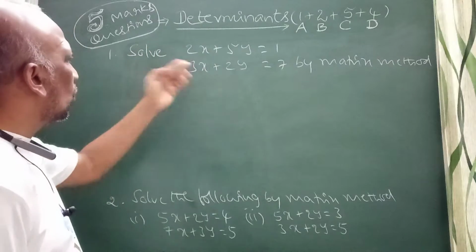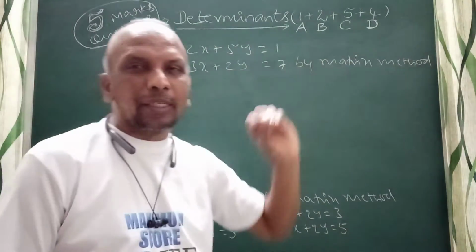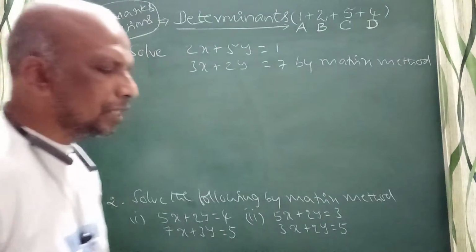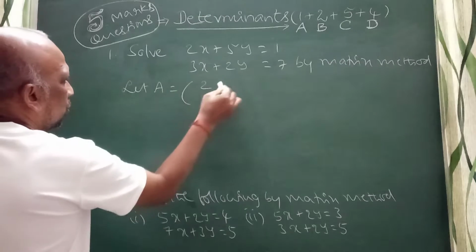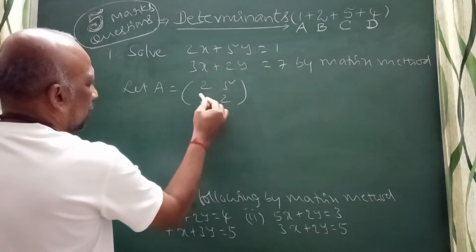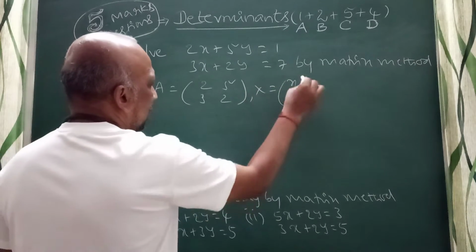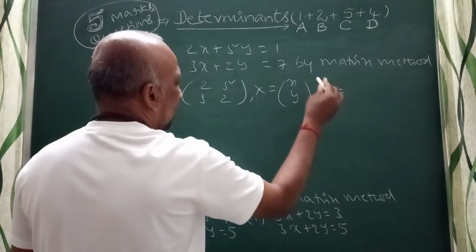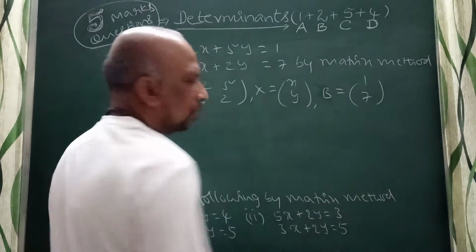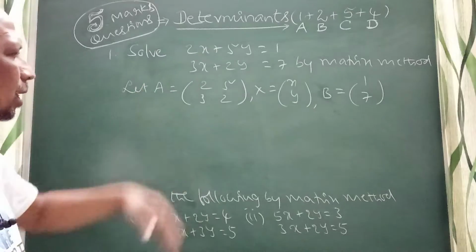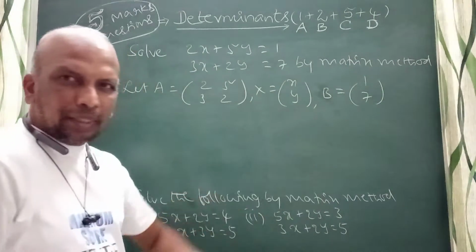See this problem, solve 2x plus 5y is equal to 1, 3x plus 2y is equal to 7 by matrix method. They are asking by matrix method. We can consider let A is equal to matrix 2, 5, 3, 2, X is equal to xy, and B is equal to 1, 7. So from this I can write AX is equal to B, right? So I just wrote the equations like this.